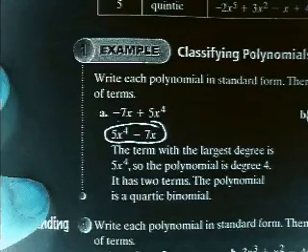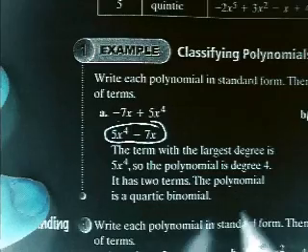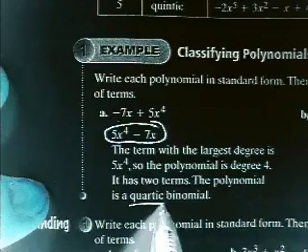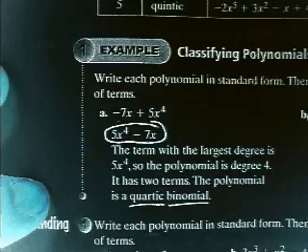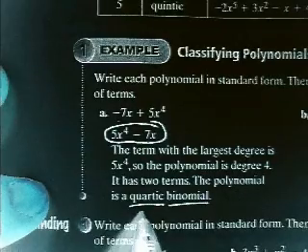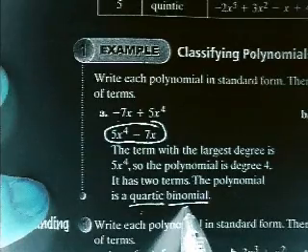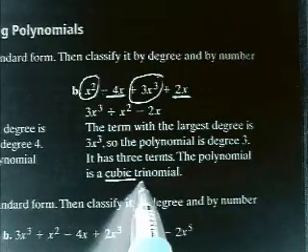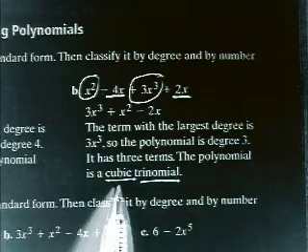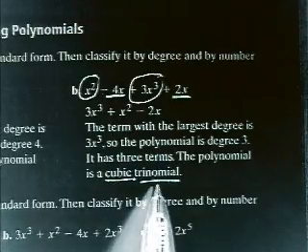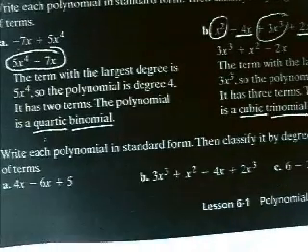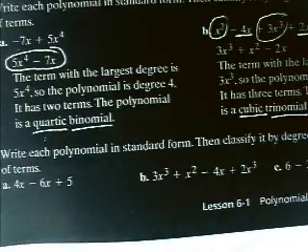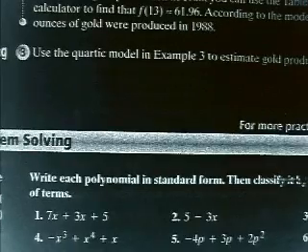Now, what are these things? This one back here, this is a quartic binomial. So there's a classification for the degree, and there's a classification for the number of terms. This one over here, cubic trinomial. It's got a third degree, and it also has 3 terms. You can practice some of these at the bottom, combining them, putting them in the right order, and then classifying them by degree and number of terms.